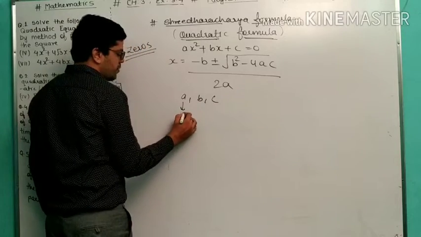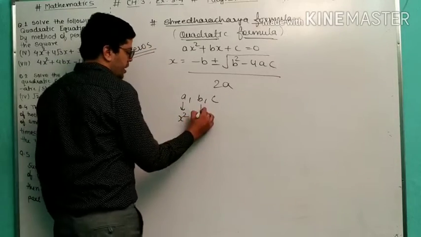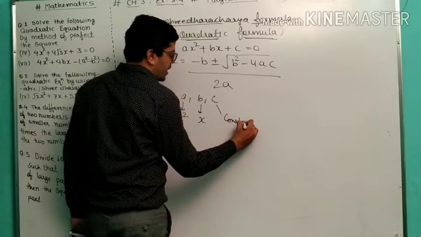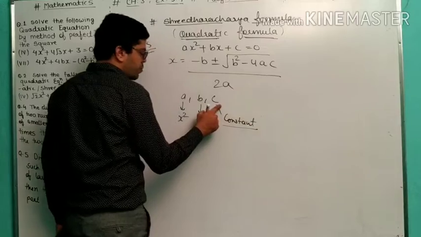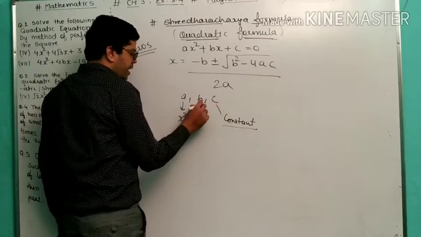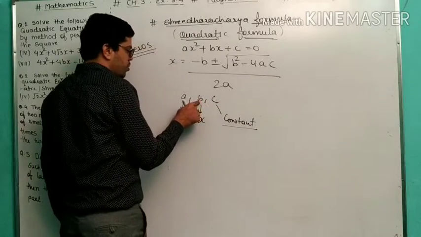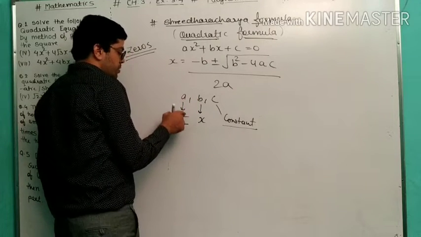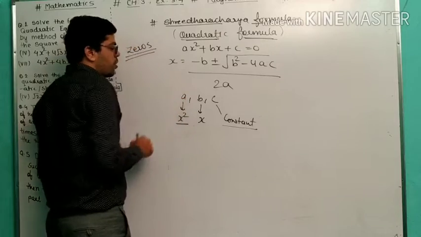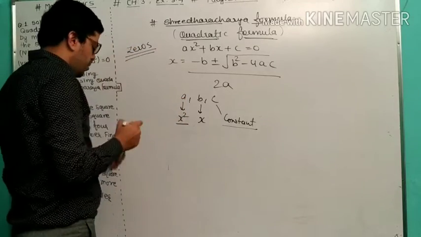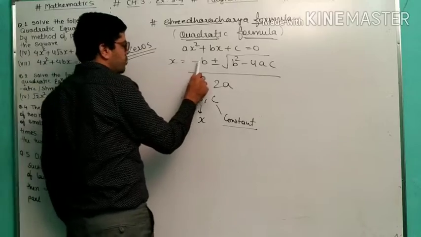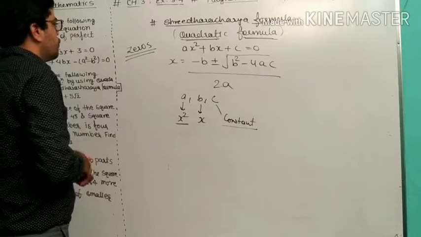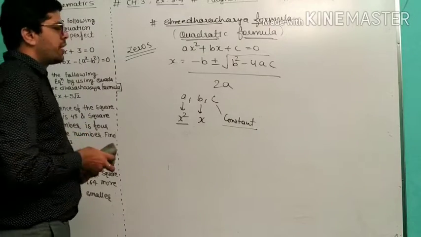The value of a is the multiple of x square, the value of b is the multiple of x, and then there is the constant. So in a quadratic equation, wherever you find the constant, that is the value of c, and wherever you find the multiple of x, that is the value of b. Wherever you find the multiple of x square, that is the value of a. That is a very simple formula. You can just remember x equals minus b plus minus root of b square minus 4ac upon 2a. So hopefully you understood the Sridharacharya formula or quadratic formula.